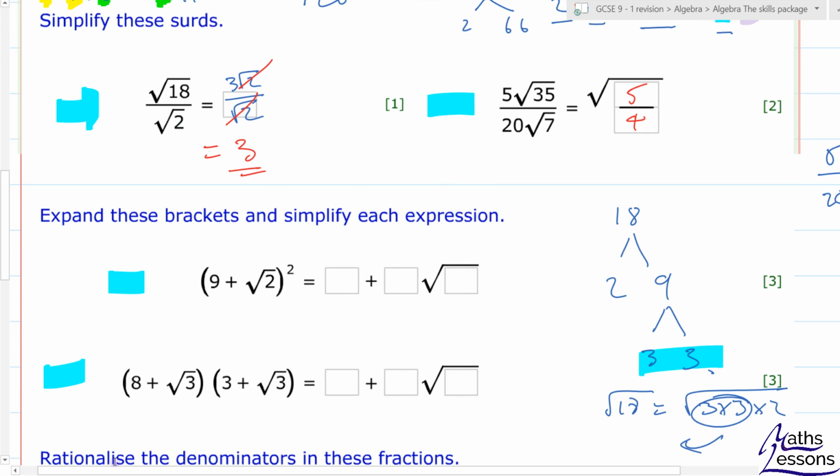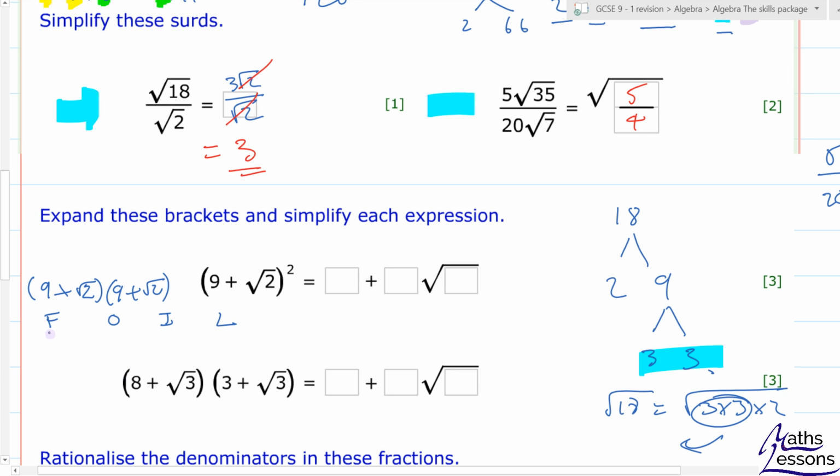Okay, let's multiply out these brackets. And what I tell my students is to always do FOIL. Well, 9 plus root 2 squared means 9 plus the square root of 2 times by 9 plus the square root of 2. A common mistake is to just square the 9 and square the root of 2 if you don't write the brackets out like this. And every time you see this, if you write out first, outer, inner, last, that helps you get things in the right order.